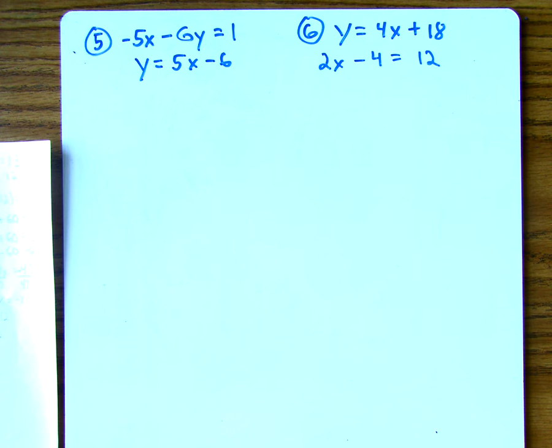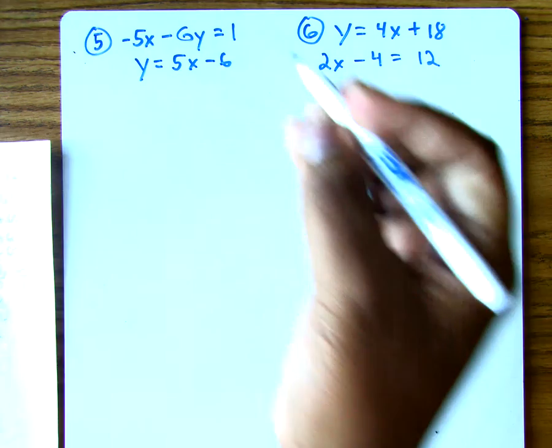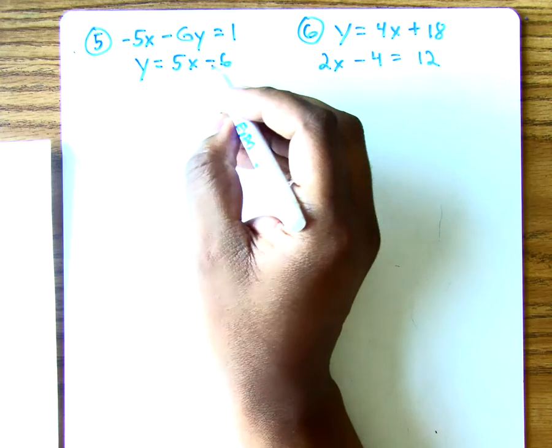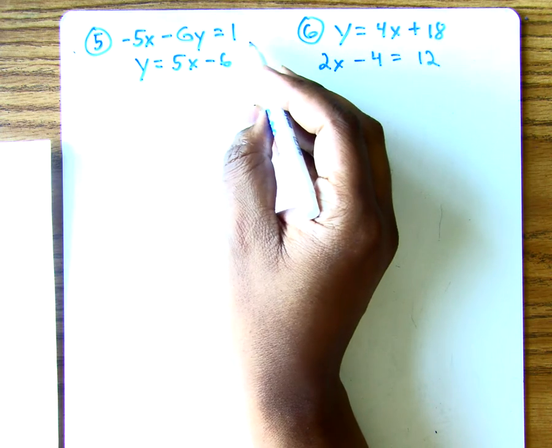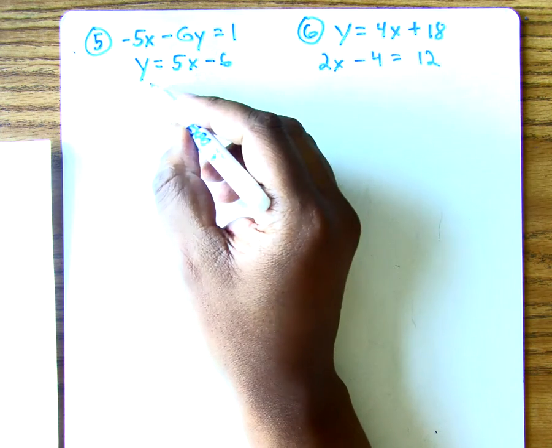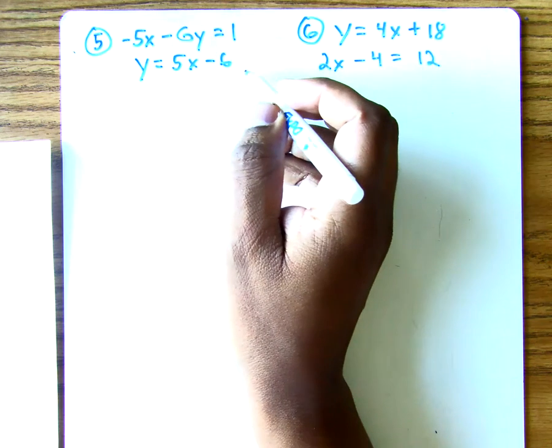Previously we did elimination, but today we're doing substitution, where we're going to take an expression or the equivalence of a variable and plug it into the other equation. Let's take a look. In number 5, we have negative 5x minus 6y is equal to 1. And the other equation is y is equal to 5x minus 6.